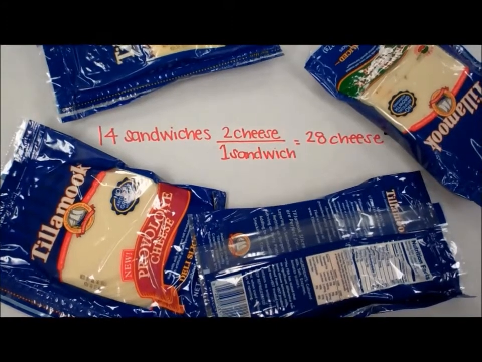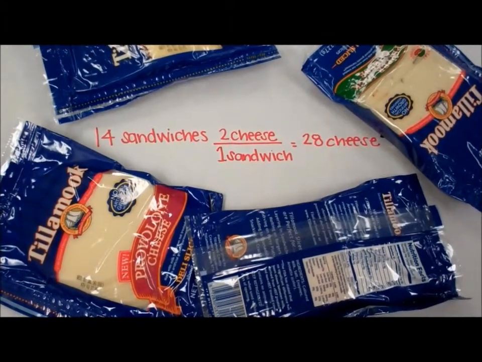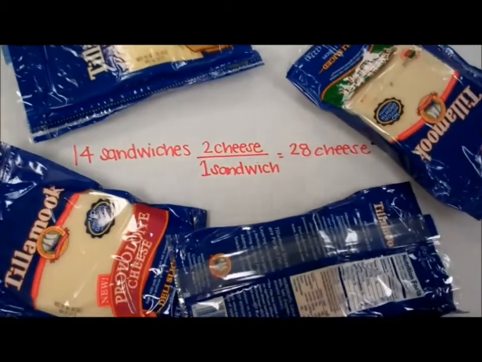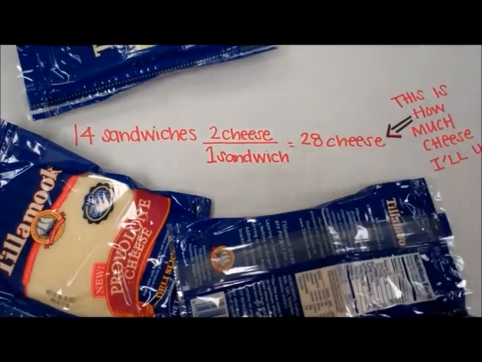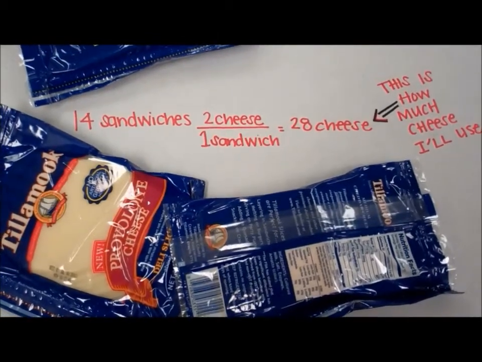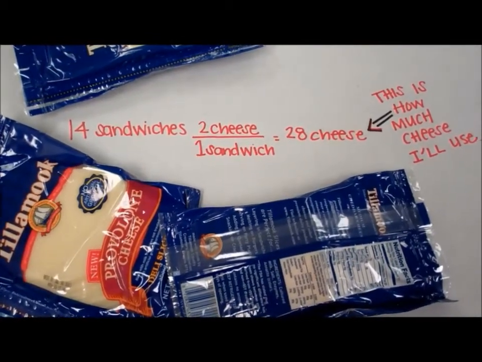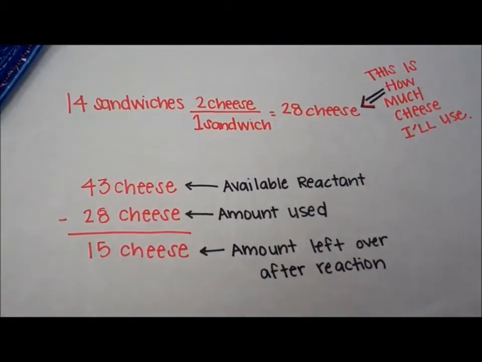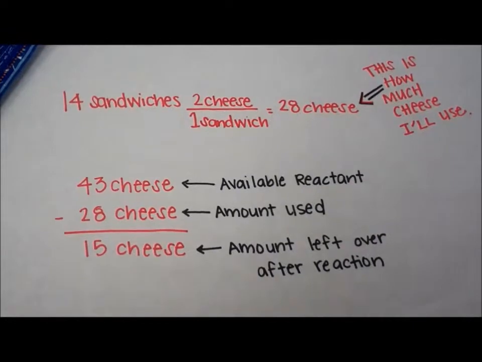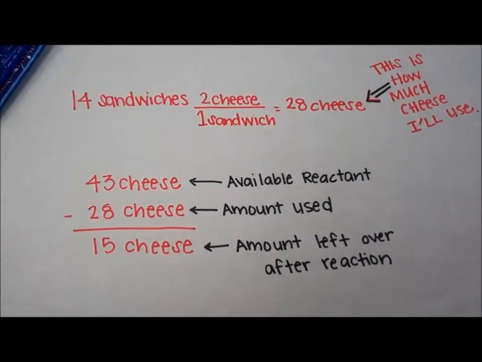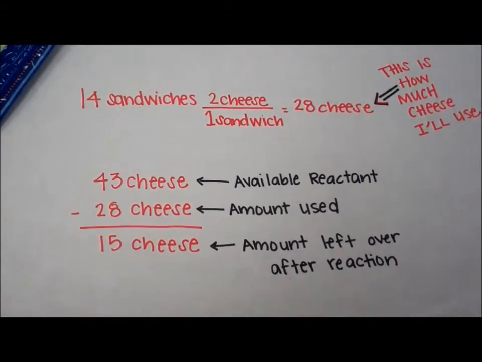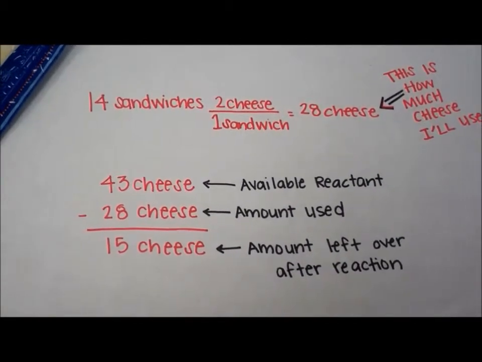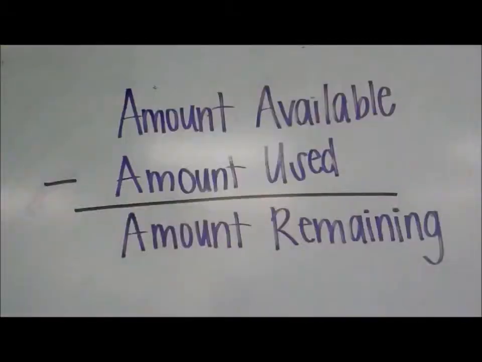So, to make our 14 sandwiches, we use 2 pieces of cheese apiece, which means we only need 28 pieces of cheese. So this equation here tells us how much cheese I'll use up. However, the question asks, how much will I have left over? So, I take my available amount of cheese, my 43 pieces of cheese, or my available reactant, and I subtract out the 28 pieces of cheese, which is the amount I will actually use. And I have 15 pieces of cheese left over.